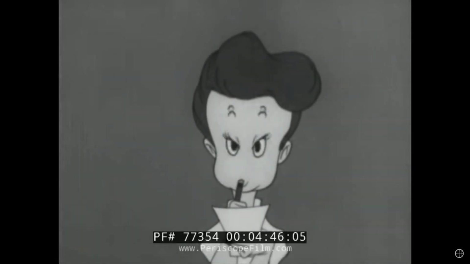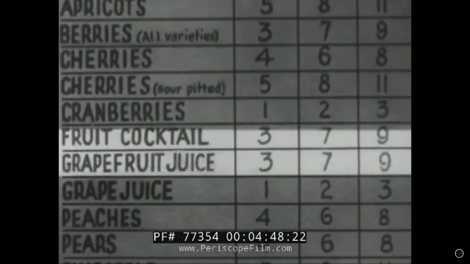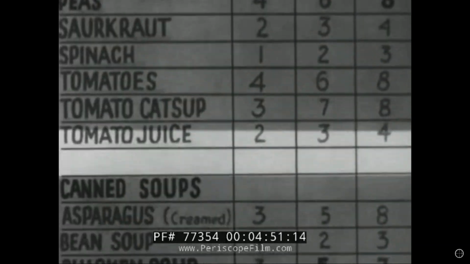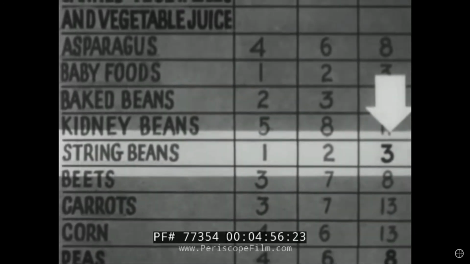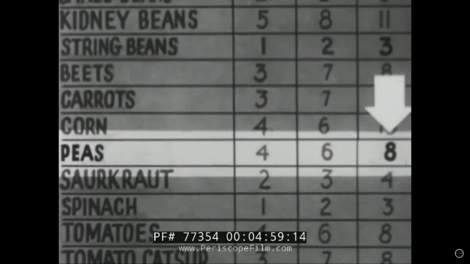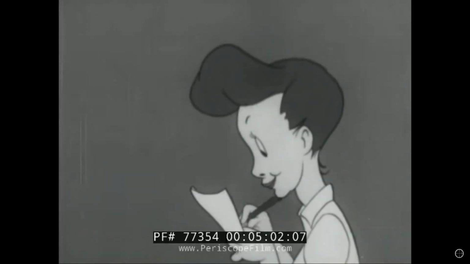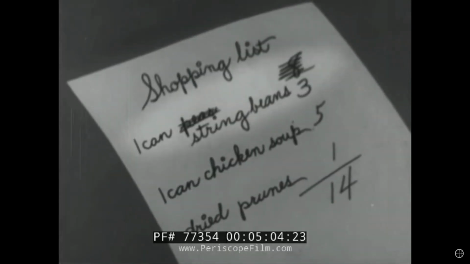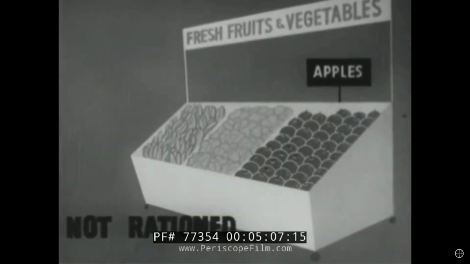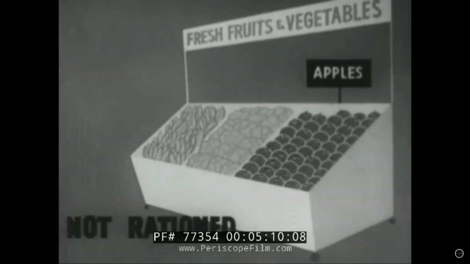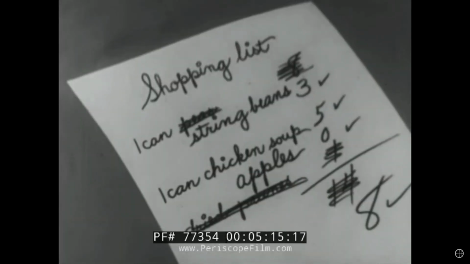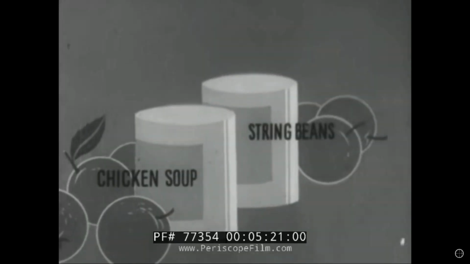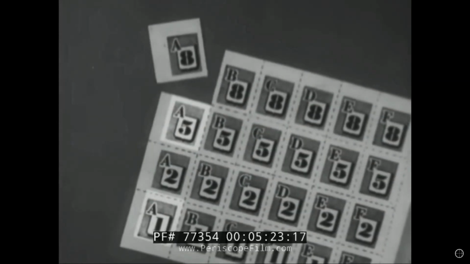Just for fun, let's take another look at that point ration table. Hey, slow down there. What about those string beans? Why, they're only 3 points in the size we want. If we buy those instead of peas, we can save 5 points. And what's this? Fresh apples don't require any points. Well, why not buy those instead of dried prunes? Yeah, and save another point. So there we are, our shopping list complete, with the same amount of goods, and with 6 points saved for future use.